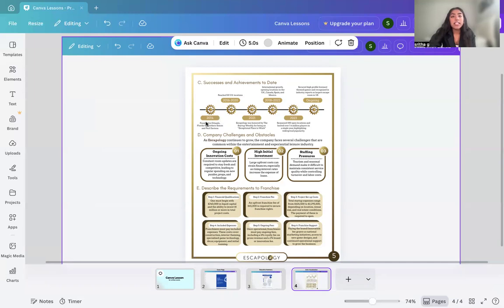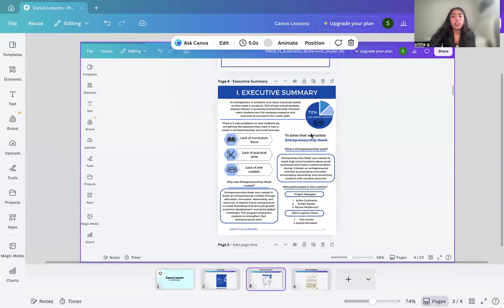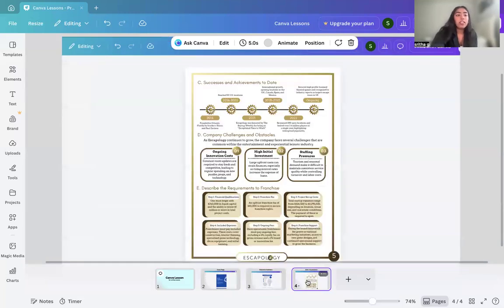It has the dates and key information of what happened during those dates to explain how important this is to the franchise. Another example is the statistic over here, where it explains how 72% of high school students express interest in pursuing entrepreneurship, which shows the extent of the problem and statistics that can help back up your data.